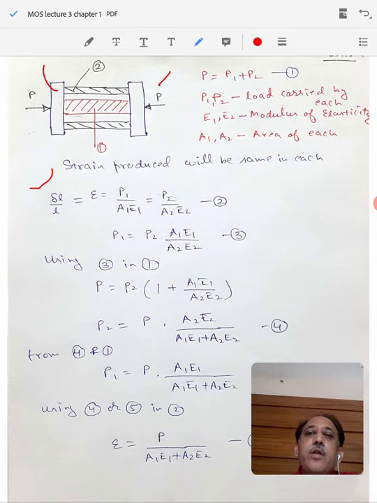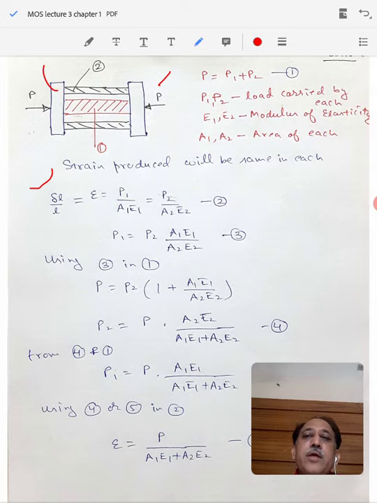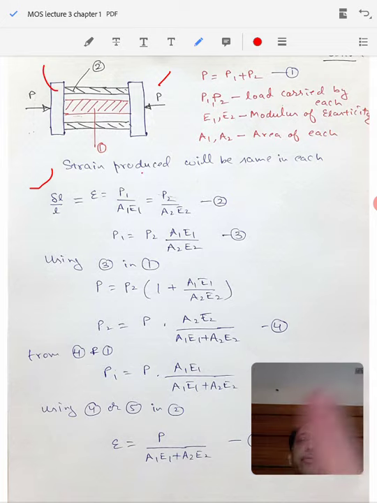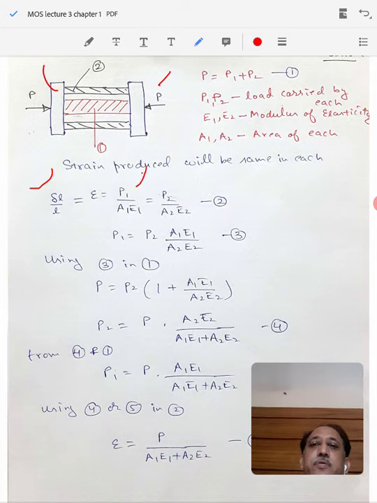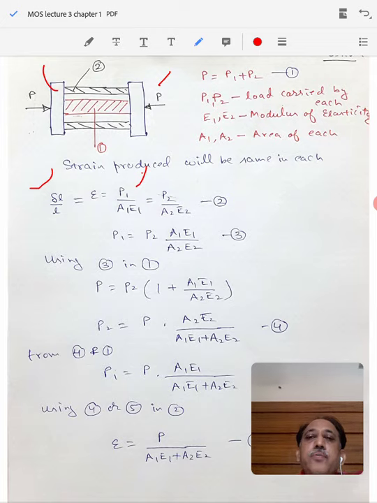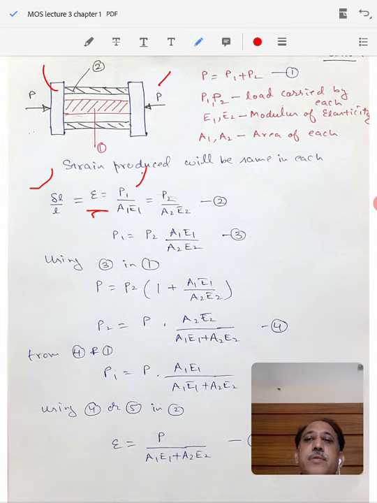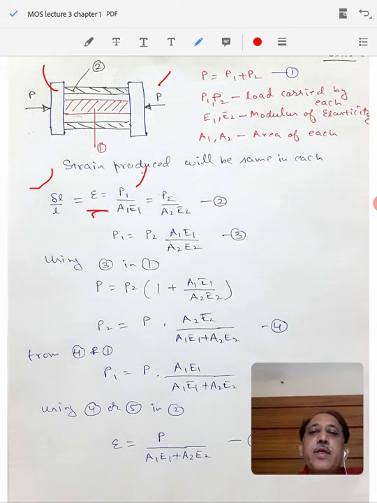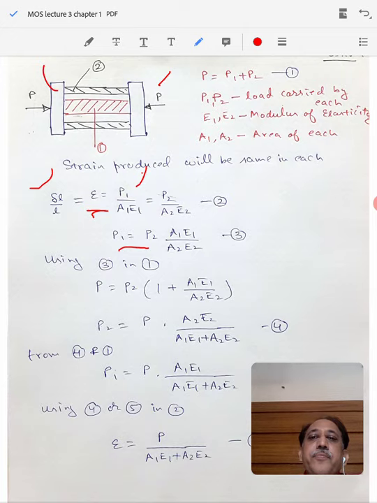Now in order to calculate the strain, as we have the formula for delta L is equal to PL by AE, so delta L by L will be equal to P by AE. So the load value for individual section can be utilized as P1 by A1 E1 or P2 by A2 E2 in order to determine the strain epsilon. So using this we can calculate P1 in terms of P2. So P1 can be written as P1 equal to P2 into A1 E1 divided by A2 E2.